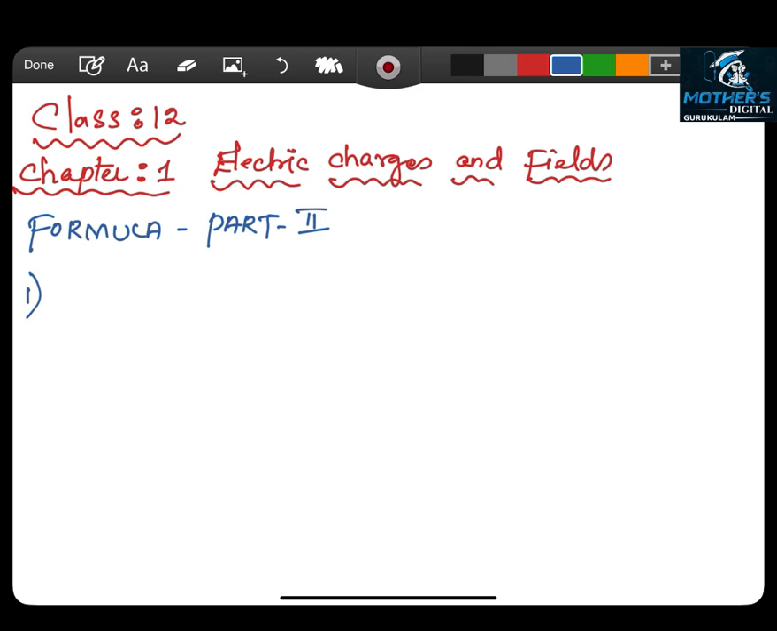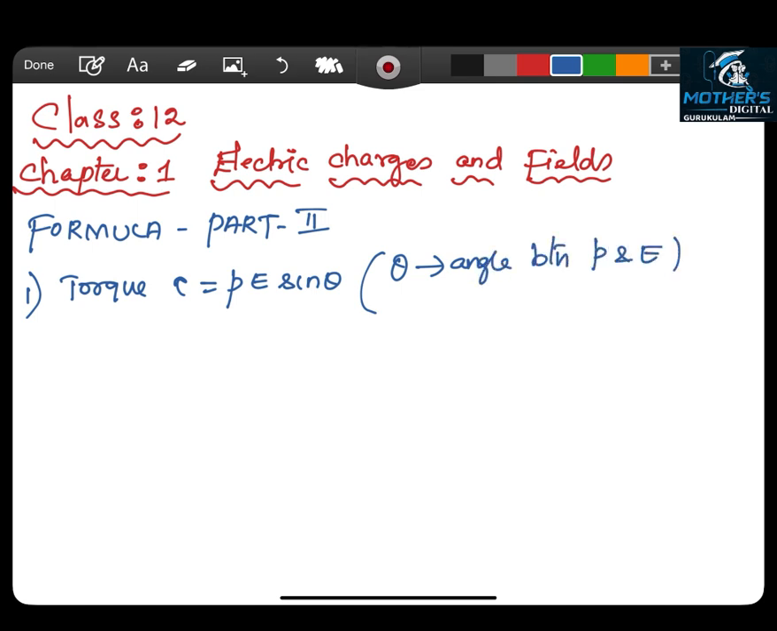We'll continue from torque. So, torque tau is given as pE sin theta, where theta is the angle between your dipole moment P and electric field E. The unit of torque is Newton meter.